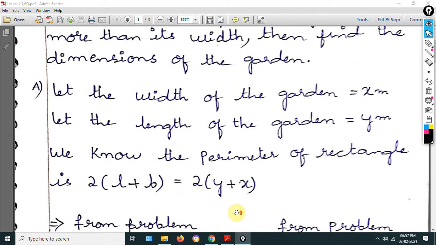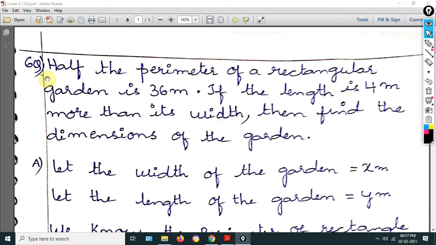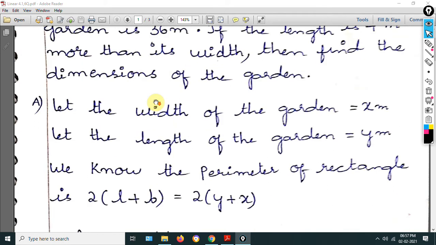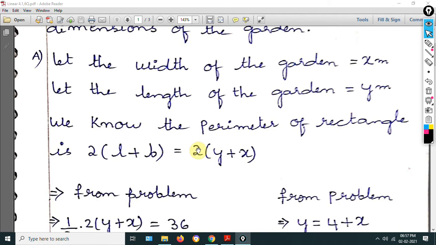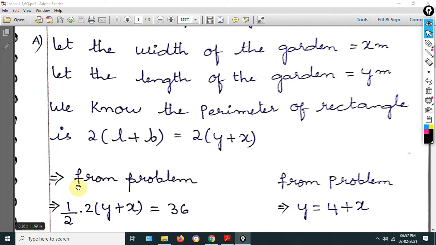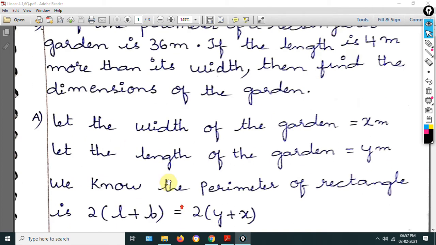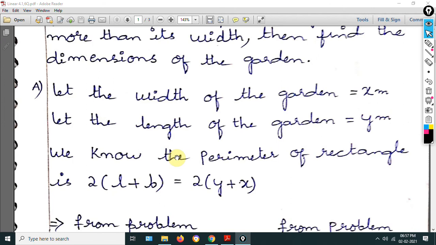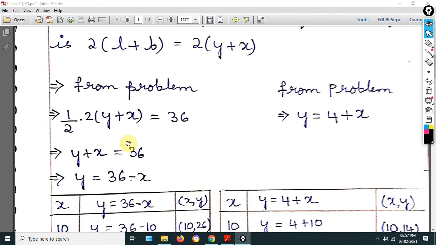Okay, so from the problem, the condition he is giving is that half the perimeter of the rectangular garden is 36. So the perimeter that we got, its half is equal to 36, he is saying. So we are writing here from the problem: half is saying, no, so 1 by 2 of its perimeter. How much perimeter we got? 2 into y plus x equal to how much he is saying? 36 meter. So that only we wrote 36. So this is one equation we have got.